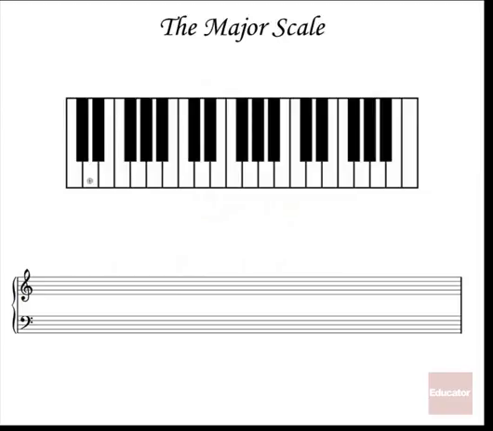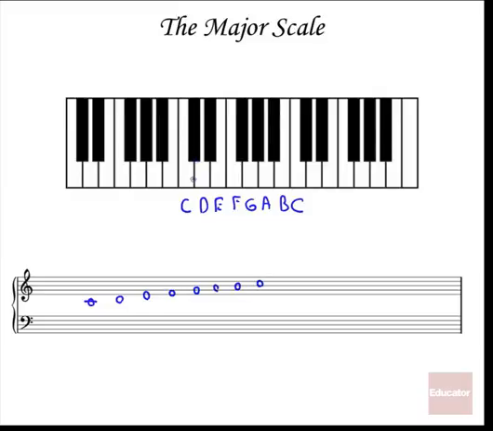Okay, so now that we are familiar with whole and half steps, we can use them to build a major scale. So it just so happens that this range of white notes on the keyboard from C to C is a major scale. So C, D, E, F, G, A, B, C. So this is the pattern of a major scale. So we can write this down again on the treble clef. C, D, E, F, G, A, B, C.